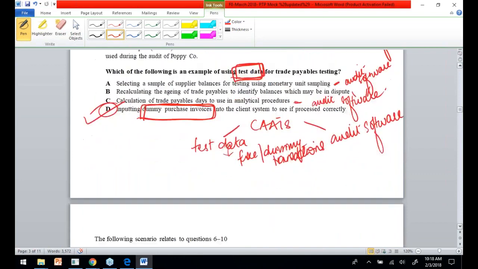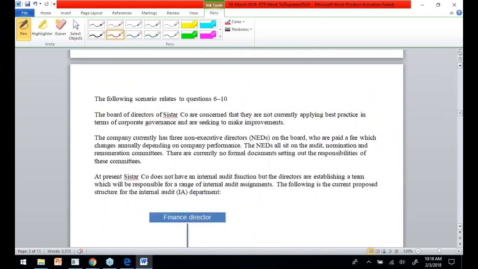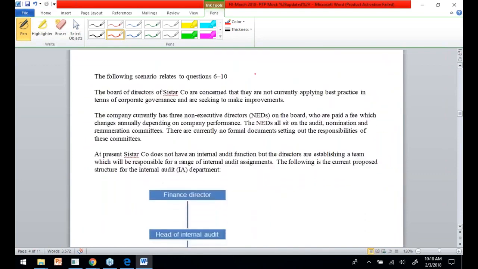All right, let's move to the next one. This is a question that tests your corporate governance knowledge, which is also a topic in your syllabus. All right. Let's move further.